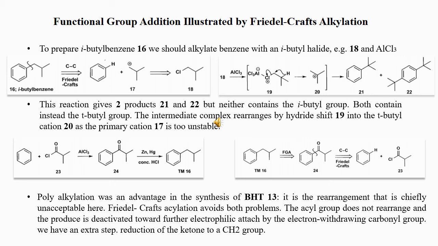So where did that 18 come from? Now the reaction 2 gives the products 21 and 22. What is reaction 2? Reaction 2 is when alkyl halide in the presence of aluminum chloride is activated to give 20. The cation is generated by the reaction of alkyl halide with aluminum chloride. You can see 18, in the presence of aluminum chloride, gives 19, which in turn produces the 20 cation.